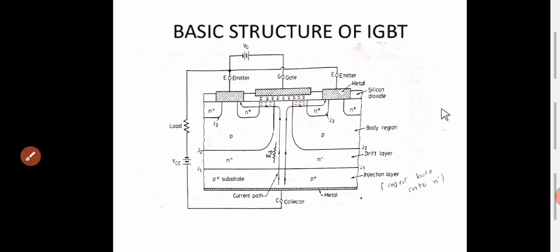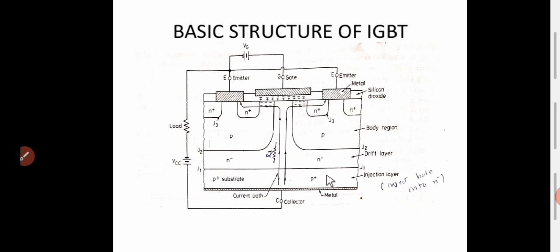So this is the basic structure of the IGBT. This is the P plus layer, N minus and P. This junction is known as the J1 junction. This is the J2 junction. This base body is known as the collector terminal, and these two metal bodies are the emitter. In between, the gate is connected.